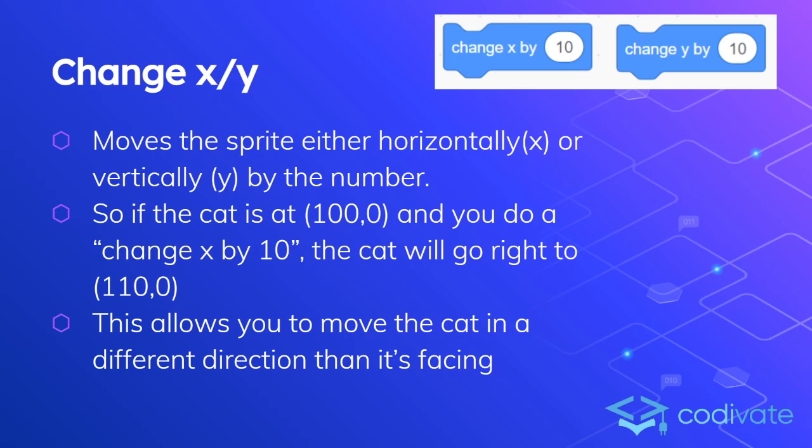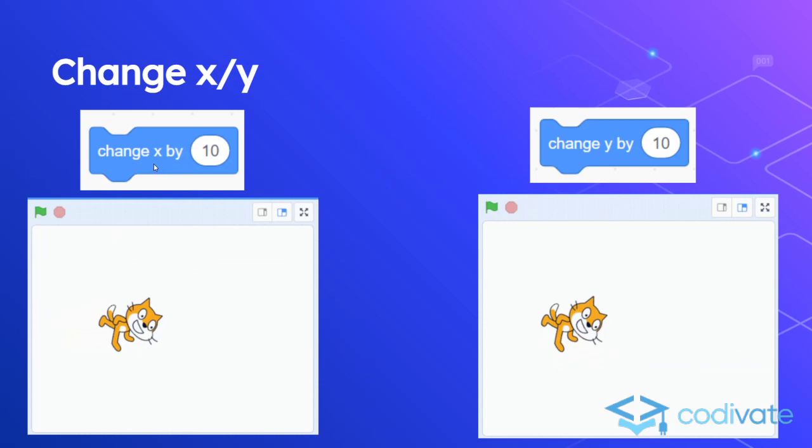So if the cat was at 100, 0, which is to the right of the center, and you say change x by 10, the cat will move a little bit more to the right. What's important about this is it allows you to move the cat without using the step block. The step block always makes the cat move in the direction it's facing, so this allows you to make it not move in the direction it's facing. Like so.